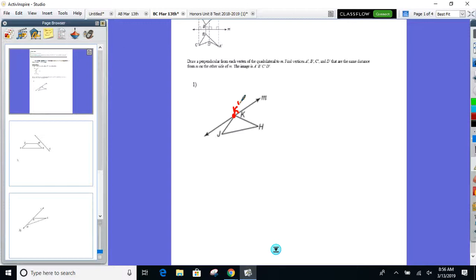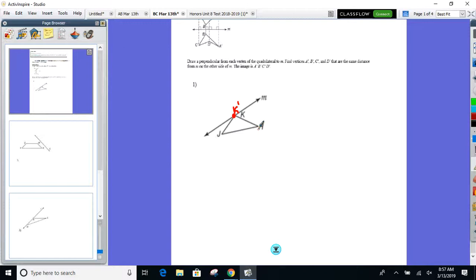How can I use my compass and straight edge to find H prime? Think about the definition, which is, again, at the top of the page. What is the line of reflection, in this case, line M acting as? Perpendicular bisector. So think about this. Wherever we put H prime, when I connect them, it's got to be perpendicular to line M.